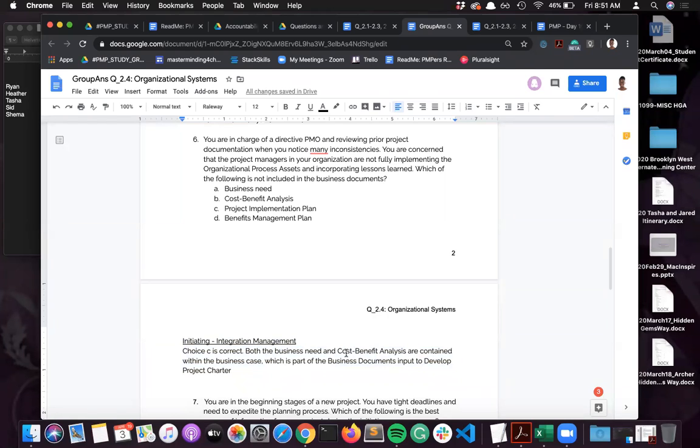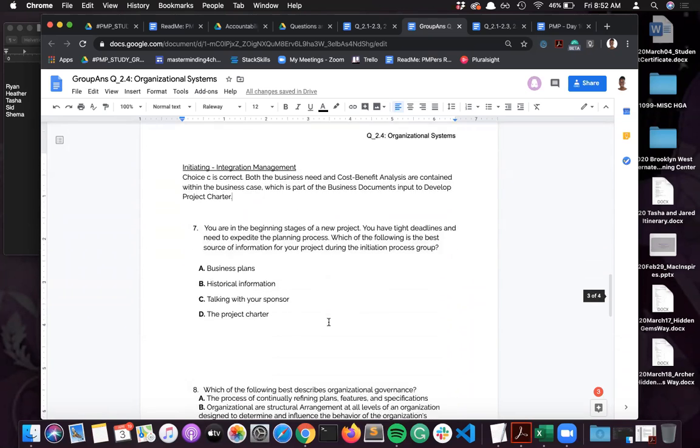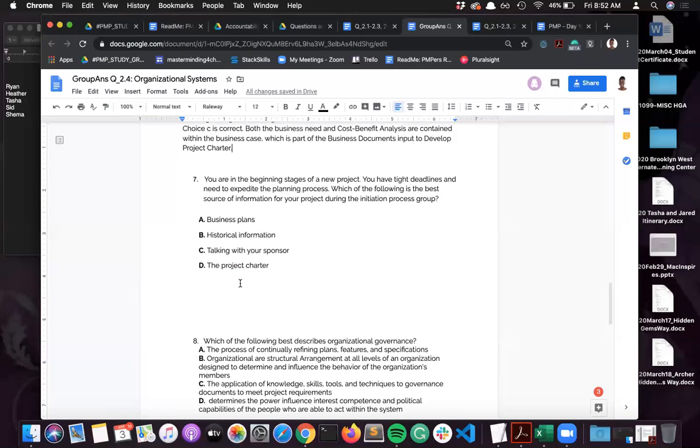Both the business need and cost benefit analysis are contained within the business case, which is part of the business input to develop the project charter. Yeah, pretty much, along with the business management plan. Okay, got it. Fair enough. I did 5 questions like creating. I had to pull some other questions for y'all, but the creation process was a good one.